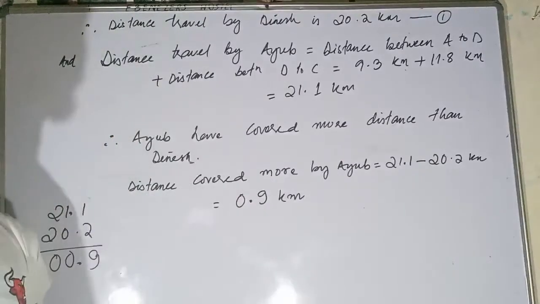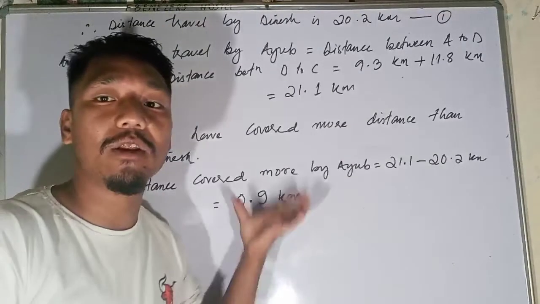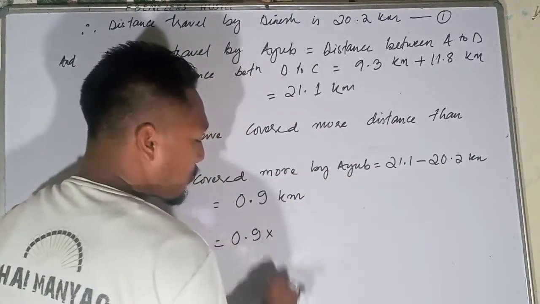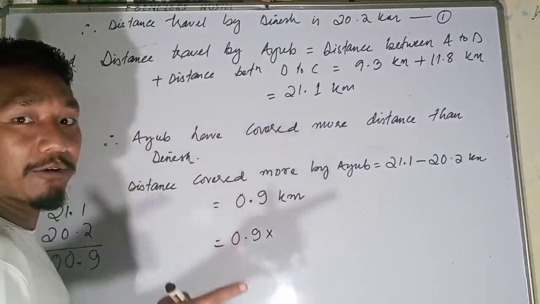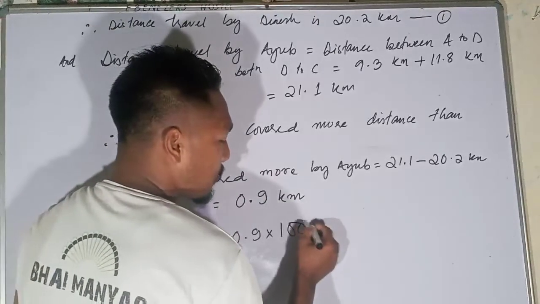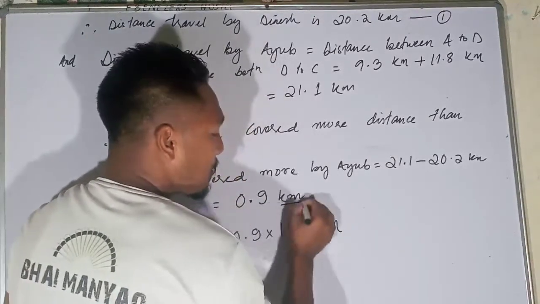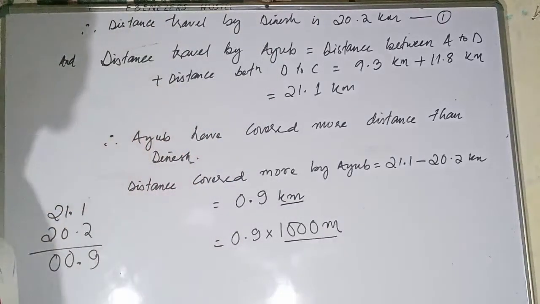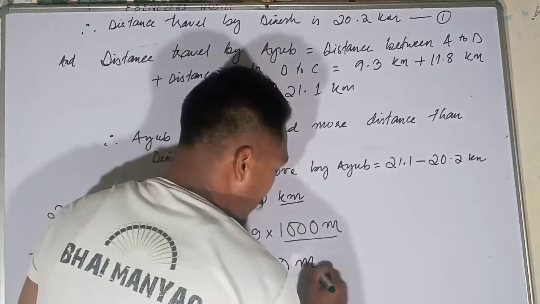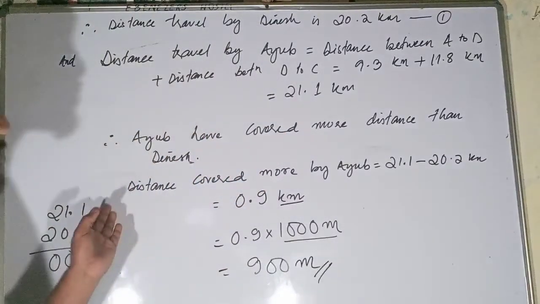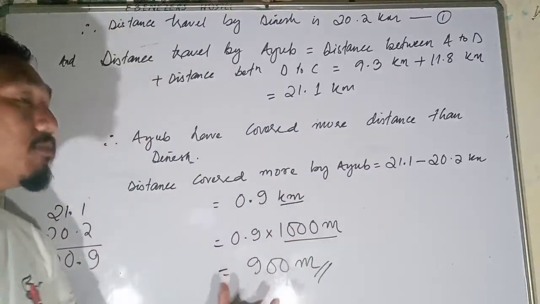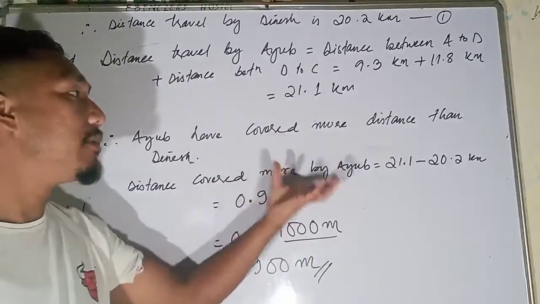So 0.9 kilometers. Now I will convert this kilometers into meters. We know that 1 kilometer is equal to 1000 meters. So multiplying, your answer will become 900 meters. By how much distance is it covered? Either 0.9 kilometers or 900 meters. This much more distance Ayub has traveled.